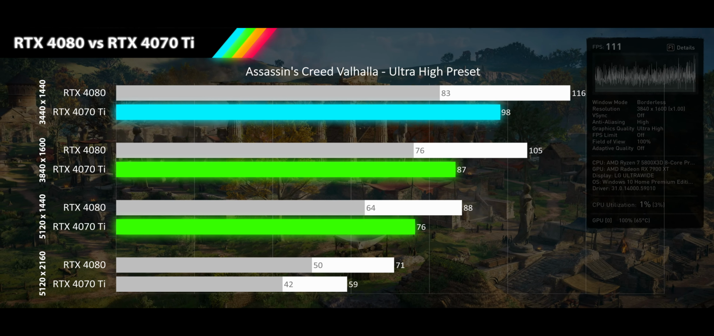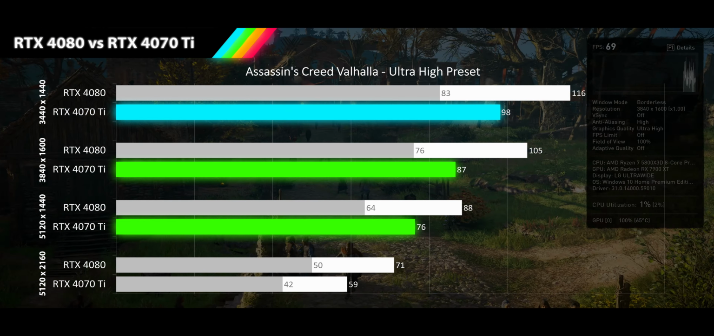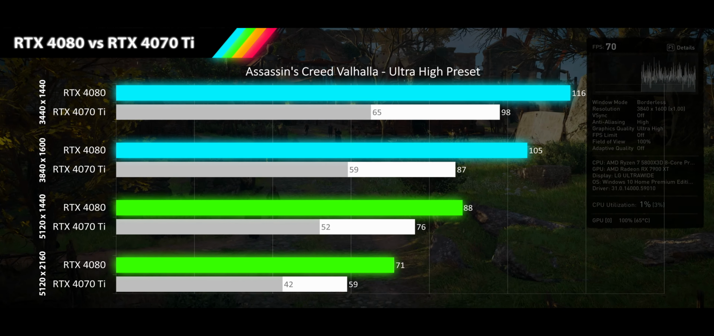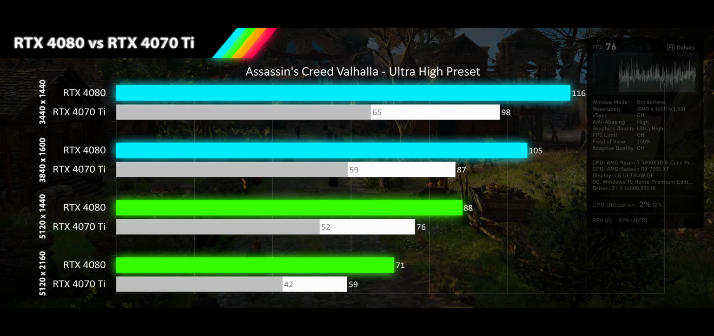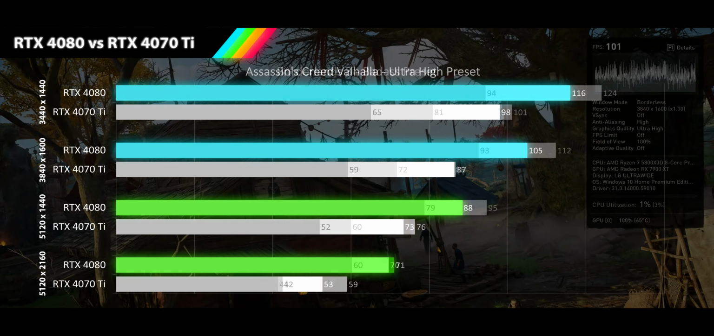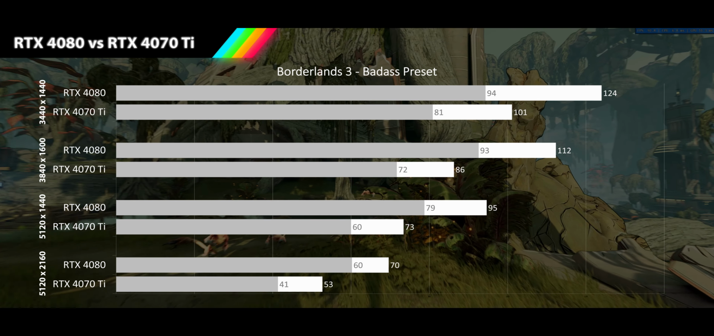In Assassin's Creed, we see the 4070 Ti delivering all the performance necessary for a good play experience in our lower 3 resolutions. The 19% faster performance of the 4080 means it can play at even our 5120 by 2160 resolution. Next up, we have the rough and rowdy Borderlands 3 played at its badass preset.